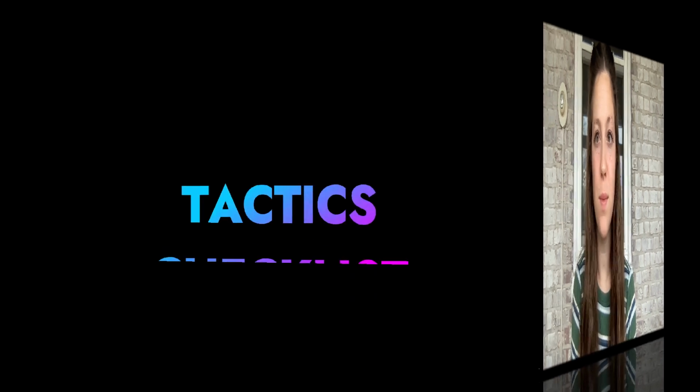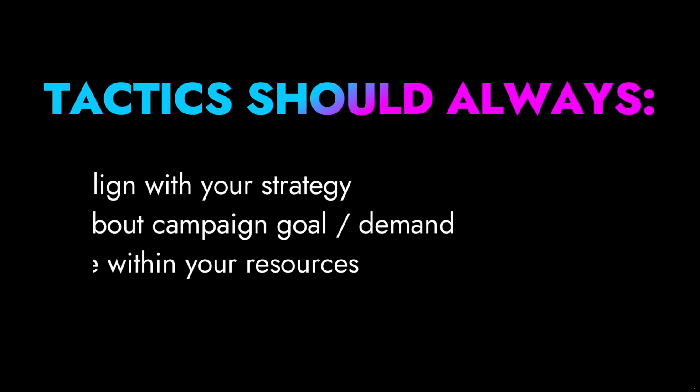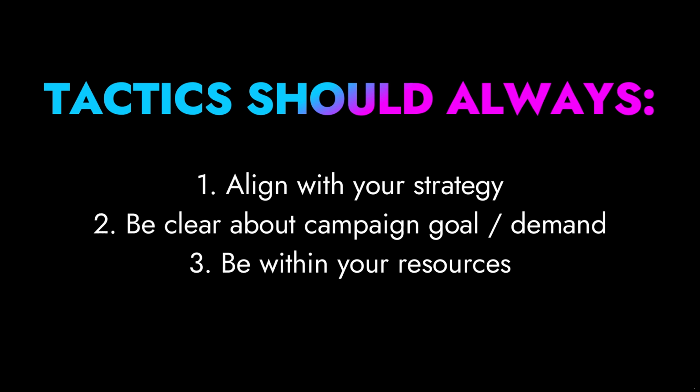For the next part of this video, I want to talk about how you choose the right tactics for your campaign from the many possibilities. When you're choosing tactics, there is a checklist that you can go through to find the tactics that are best for your campaign. Any tactics you use for your campaign should always align with your strategy to influence your target. If you're not sure what strategy is or how to align tactics with strategy, go back and watch our videos Strategy Part 1 and Strategy Part 2.